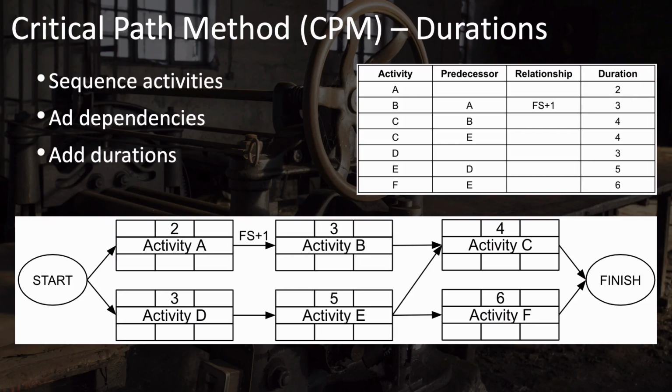Now that we have all of these activities connected together appropriately, the next step is to add the durations. You'll see that each of these activities is in a box of boxes, and we'll be filling in all of these other boxes as we go. But the first one to fill in is the duration, and that goes in at the top. So here you see activity A, that is duration 2, has a 2 above it. B has a 3 above it, and so on for all of the activities.